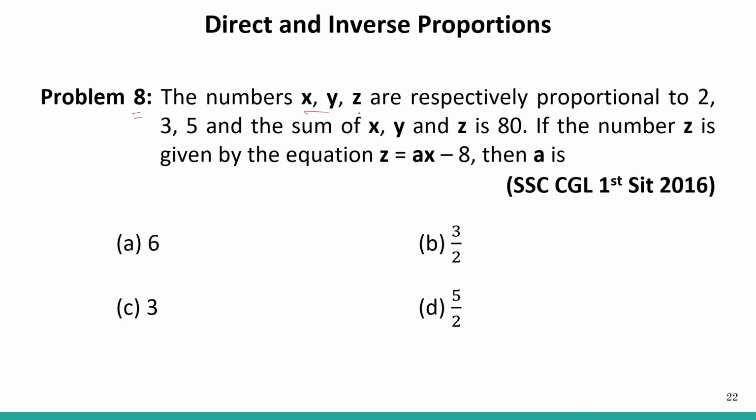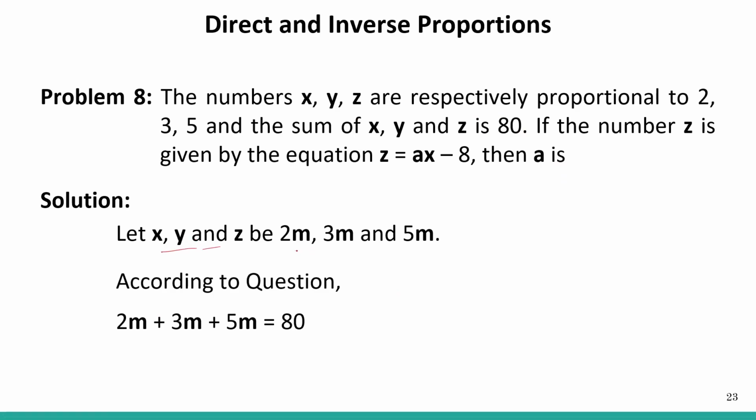So let the numbers x, y, z be respectively proportional to 2, 3 and 5. So the sum of x, y and z is 80, right? So if the number z is given by the equation z is equal to x minus 8, then a is what? 6, 3, 3 by 2 or 5 by 2. So this question has been covered in SSC CGL first sitting 2016 exam. Okay, so let's see which one among these four is a probable correct answer.